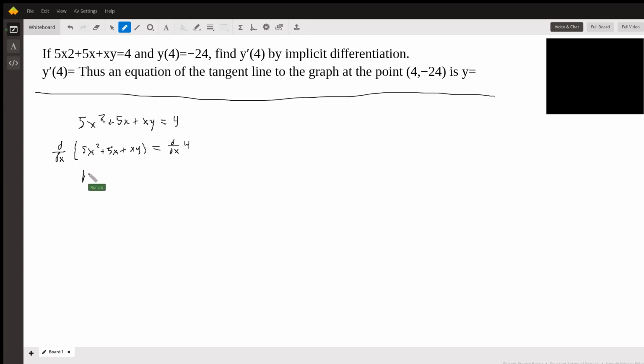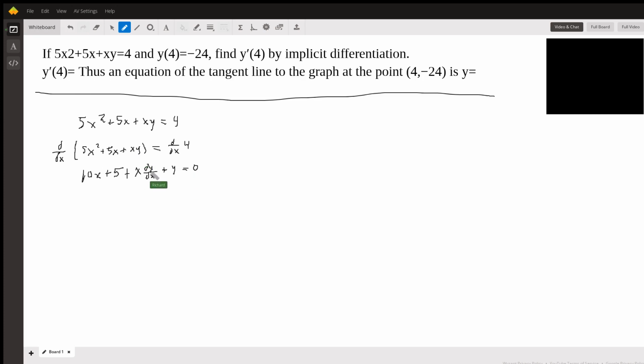This is going to be 10x plus 5. And then here we're going to use the product rule. So it would be the first times the derivative of the second. So the first would be x times dy dx here. You see you're going to get a dy dx here. Plus the second, which would be y times the derivative of the first. So y times 1, just plain old y. So it's first times the derivative of the second plus the second times the derivative of the first, equals 0.